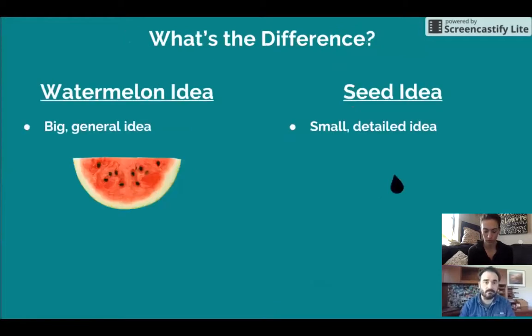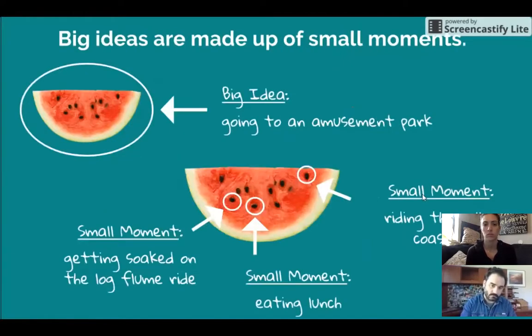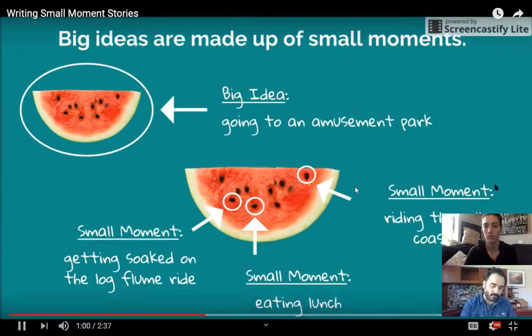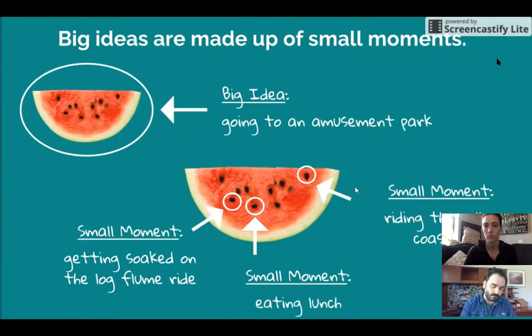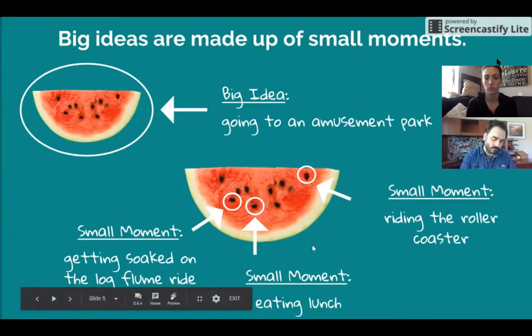So some ideas are big watermelon ideas. These are big general ideas. And inside of those big general ideas, we have seed ideas. These are small details of tiny events that happened. So one example of a big idea story would be going to an amusement park. Lots of things happened when I was at that amusement park. These would be our small moments. So a small moment could be something like riding a roller coaster, eating a delicious lunch, or getting soaked on that water ride.